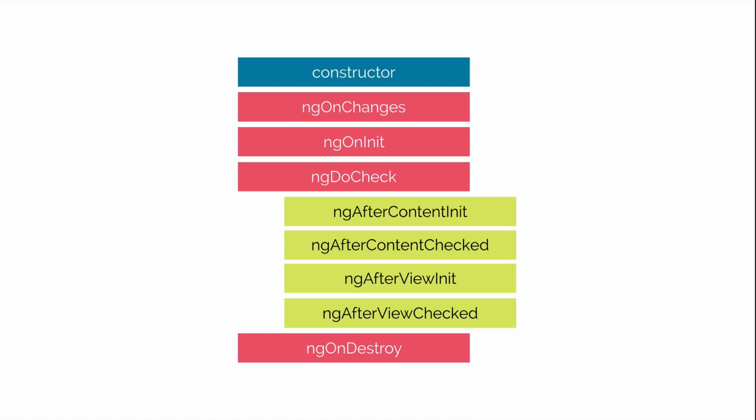So those are the hooks for the component itself. Let's have a look at the hooks for the component's children. So these hooks are only called for components and not directives, and we'll go through what a directive is in the next section. Then we have ngAfterContentInit, and this is invoked after Angular performs any content projection into the component's view. Then we have ngAfterContentChecked, and this is invoked each time the content of a given component has been checked by the change detection mechanism of Angular.